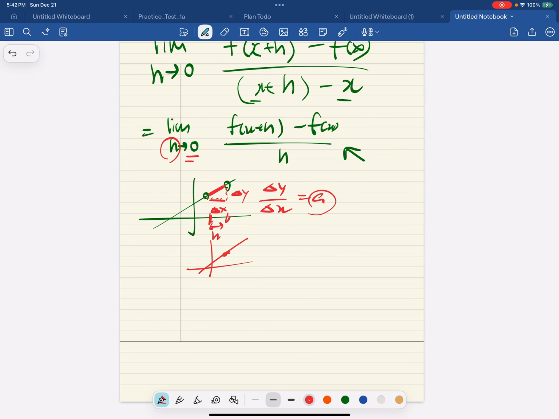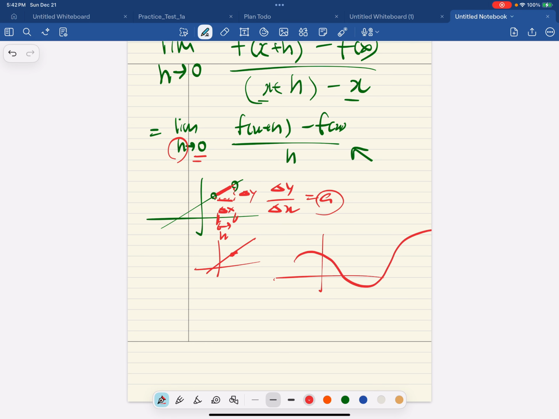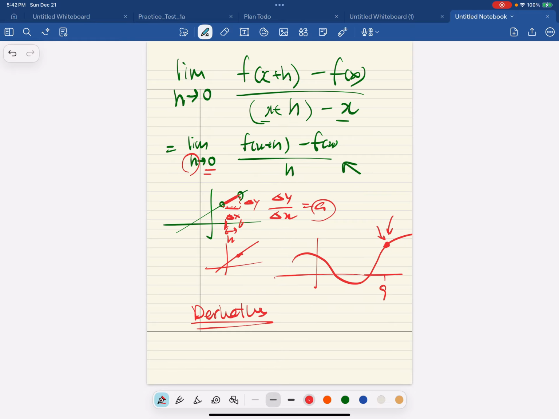How does that help? If the slope, the change of the function, is not constant everywhere, and you want to know the slope right here when x is equal to 9, how to find that? Well, that is by using the derivatives. And derivatives is what we're going to be talking about in Unit 2. But in the first unit, what we can do about derivatives is by using limits.